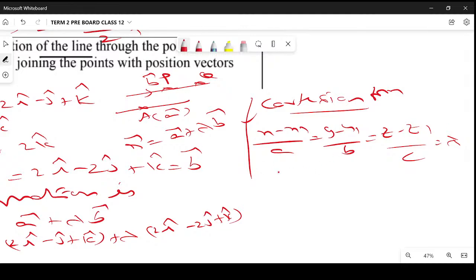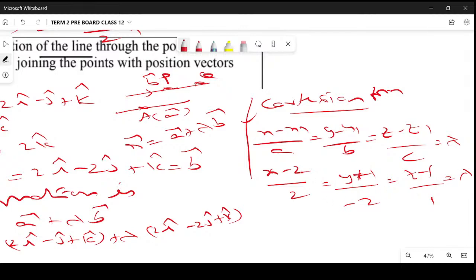Now you can see what point it is passing through. The first point is (2, -1, 1), so I can write this easily. Passing through the point (2, -1, 1), x minus 2 by 2, because it is parallel to (2, -2, 1). Y plus 1 by b means minus 2, and z minus 1 by c means 1. So (x minus 2) by 2 equal to (y plus 1) by minus 2 equal to (z minus 1) by 1, which is equal to lambda.